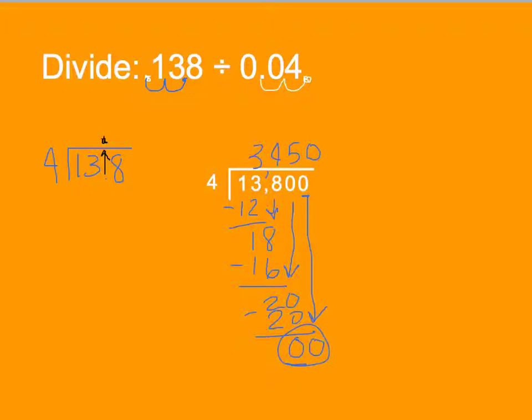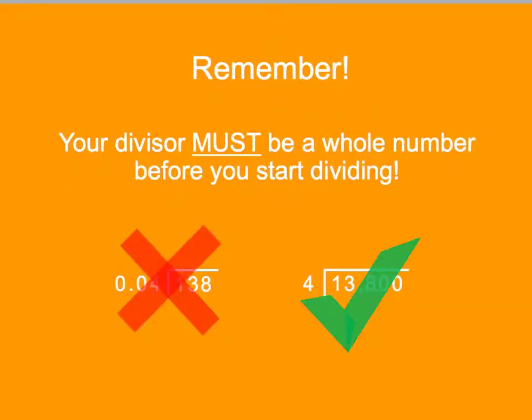Remember, it is okay to have a decimal point in your dividend, but if you have one in your divisor like we did for this problem, you need to make sure you turn that into a whole number. You may not divide with a decimal divisor. And just to repeat what I just said, it has to be a whole number before you can start dividing. Your divisor must be a whole number.